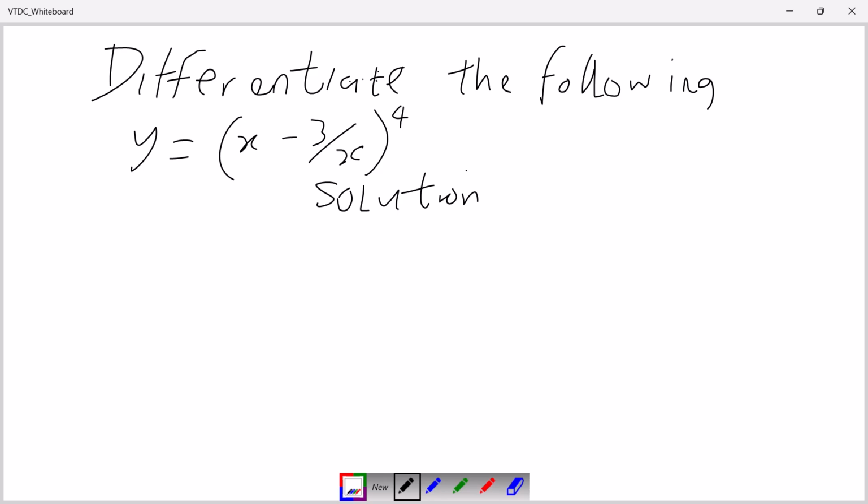Differentiate the following: y is equal to x minus 3 over x raised to power 4. Solution.